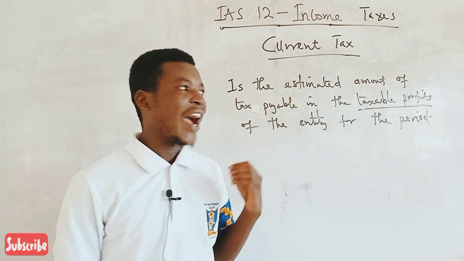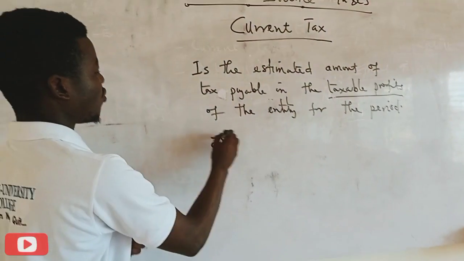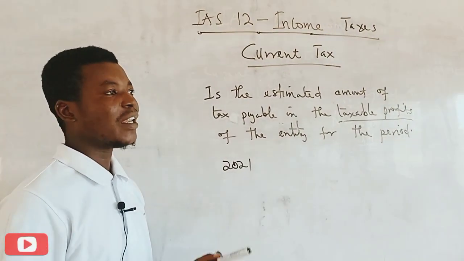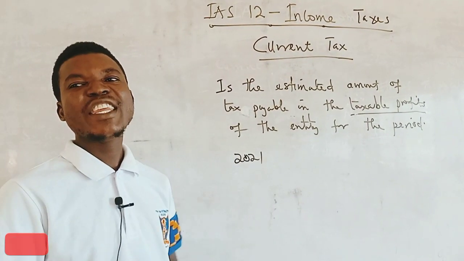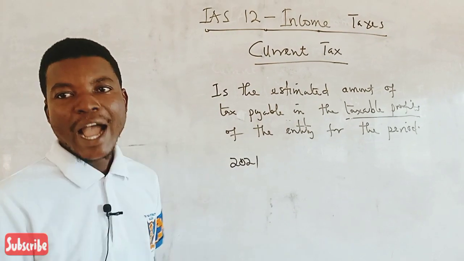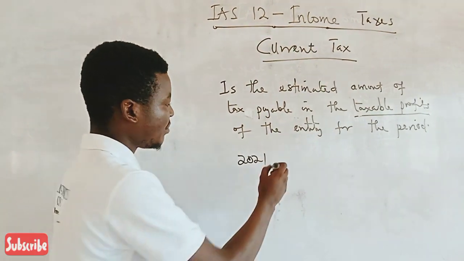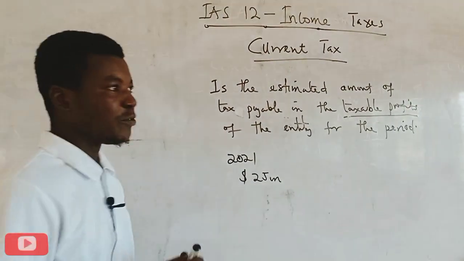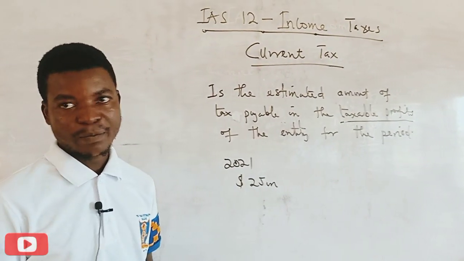So at the end of the year, assuming 2021 year end, IAS 12 is saying that since it is a legal responsibility of every entity to pay tax, just make an estimate. It can be based on your previous performance, any amount, and put this amount in your financial statement. So when an estimate of $25 million is made at the end of the reporting period, how will the entity account for this?